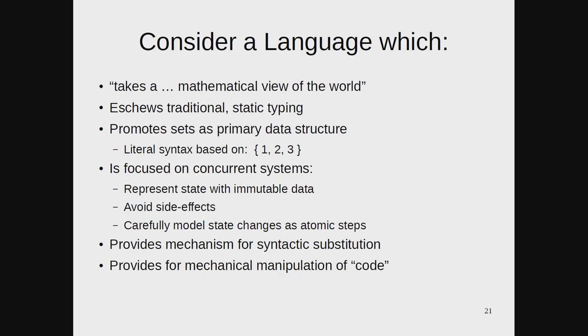So if we step back, let's think about a language here. Let's consider a language that has a mathematical view of the world. It doesn't embrace traditional static typing. It's got sets as its primary data structure. They look something like that. It's really focused on concurrent systems. It's focused on representing state with immutable data, data that never changes. No side effects. We're really thinking carefully about how our state changes and making sure we're modeling these atomic steps to change states. We've got a way to do syntactic substitution. And then in the end, what formal methods are all about, right, is we want to write this quote-unquote code in such a way that the semantics are precisely defined enough that it can be mechanically manipulated.